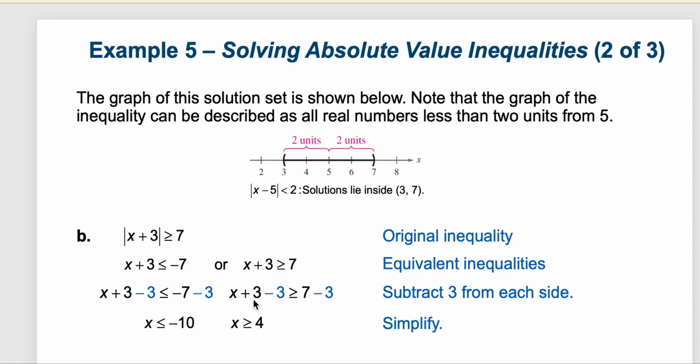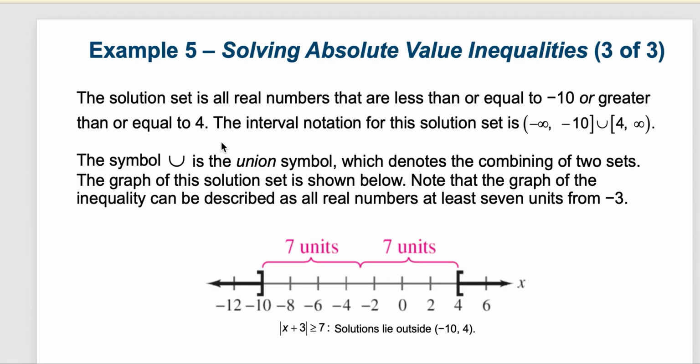And over here you have x plus 3 minus 3 is greater than or equal to 7 minus 3. Now the plus 3 and negative 3 cancel each other, and on this side you have 4. So x is less than or equal to negative 10, and x is greater than or equal to 4. So these are our two inequalities. Our solution set is all the numbers that are less than or equal to negative 10 and greater than or equal to 4. The interval notation of the solution set is negative infinity to negative 10, union 4 to positive infinity.